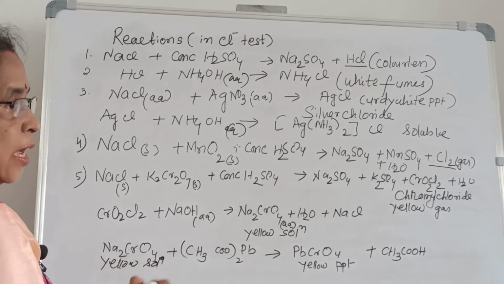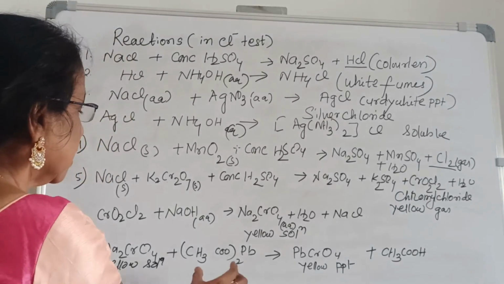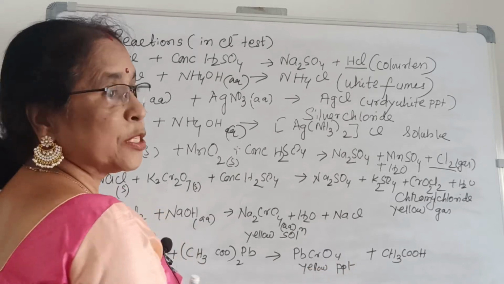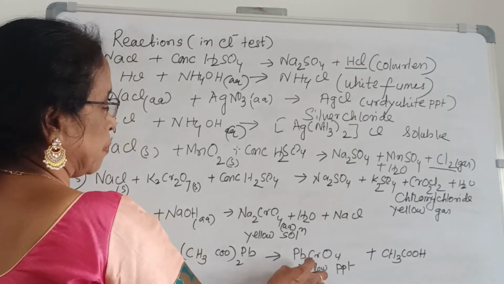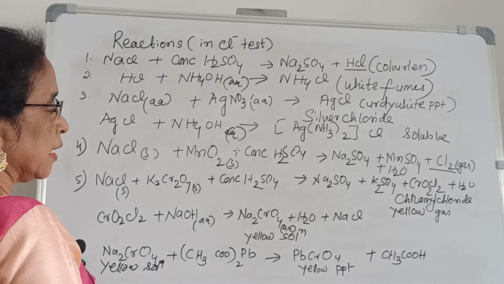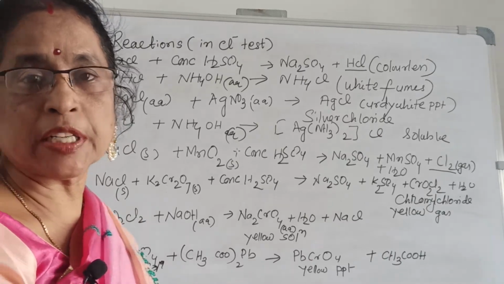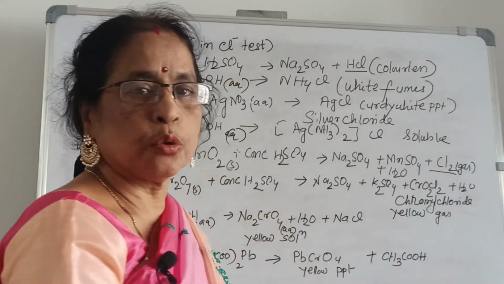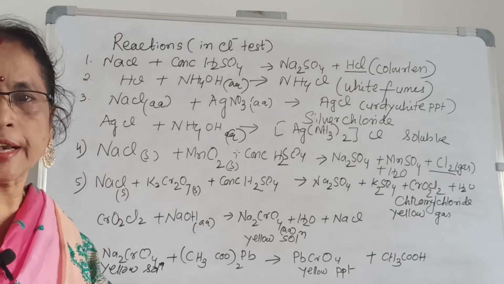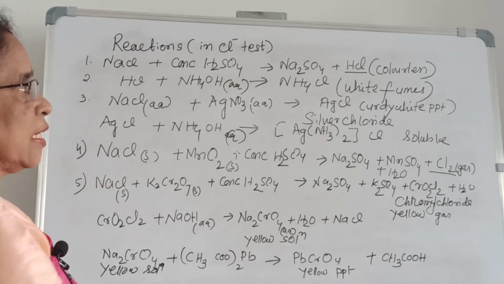Now this sodium chromate is a yellow solution. Then what happened here? In the presence of dilute acetic acid, lead acetate is added. Then a yellow precipitate is formed. The yellow precipitate is lead chromate. What is the color of the lead chromate? It is not a solution, sorry, it is a precipitate. Lead chromate precipitate, what is the color? Yellow. So this confirms that we have the chloride radical. That means the unknown acid radical is chloride.